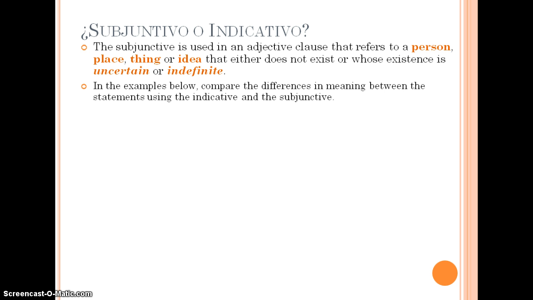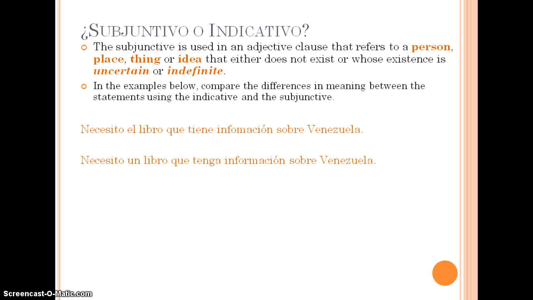So the examples below are going to show you when we would use indicative and when we use subjunctive in Spanish. Necesito el libro que tiene información sobre Venezuela. I need the book that has information about Venezuela. It's known, therefore it's indicative. Necesito un libro que tenga información sobre Venezuela. I need a book that has information about Venezuela. I'm uncertain if it exists, but it's what I need. Therefore, it's subjunctive in our dependent clause.